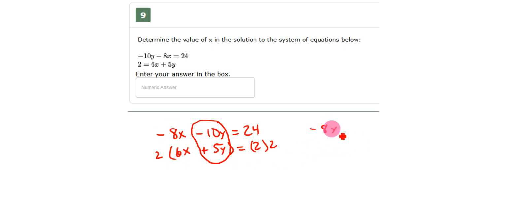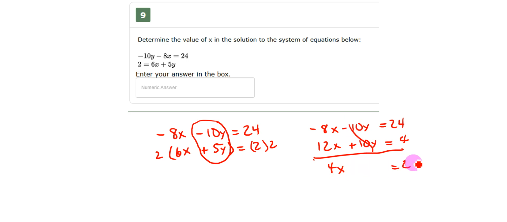So it'll be negative 8x minus 10y equals 24, and multiply the whole bottom by 2. 12x plus 10y equals 4. So we've got it set up the way we want. Now we just add them together. So I'm going to get 4x, those cancel out, equals 28. So divide both sides by 4, x is 7.